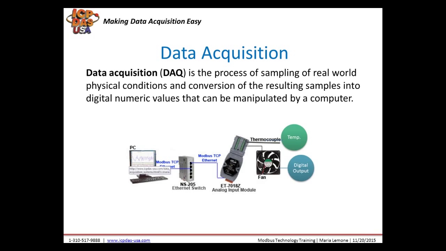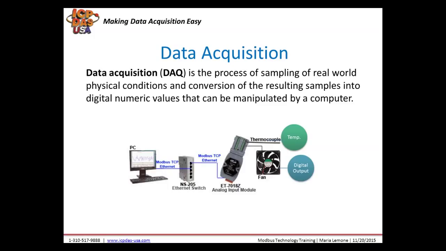Data acquisition, abbreviated DAQ, is the process of sampling real-world physical information and the conversion of the sampled data into digital numeric values that can be understood by computers and controllers. This picture shows a data acquisition computer program running with a trend graph on it, connected to an Ethernet switch, which is connected to a Modbus TCP-based thermocouple input and digital output module. The program takes the temperature data and triggers a fan to turn on or off through the digital output on the ET7018Z module based on the temperature determined by the thermocouple sensor.